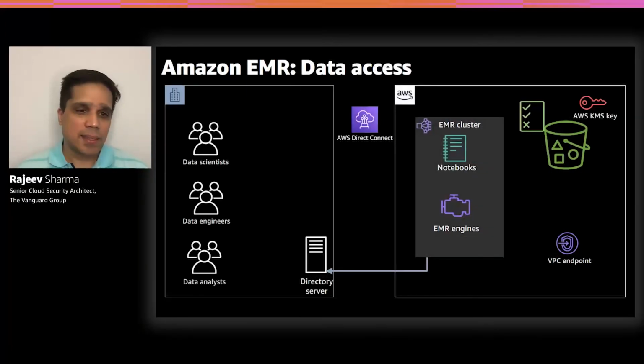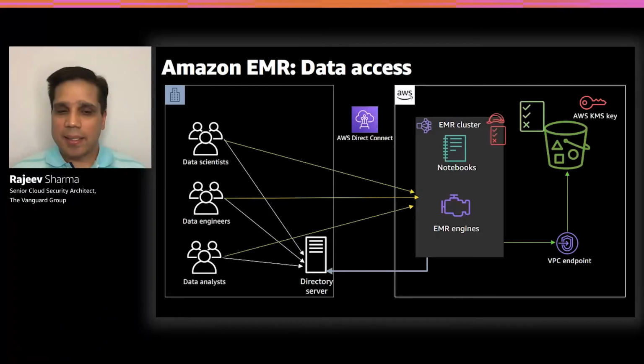Now, when data scientists, data engineers, and data analysts want to gain access to a cluster, let's say an EMR cluster, they must first authenticate with a local directory server. This provides their authentication. On top of that, within the clusters themselves, we use role groups. So the users must belong to a certain role group in order to be authorized to the cluster. Once they're authorized, the cluster has the correct permissions needed to access the S3 data, as well as any of the KMS keys used for decryption.